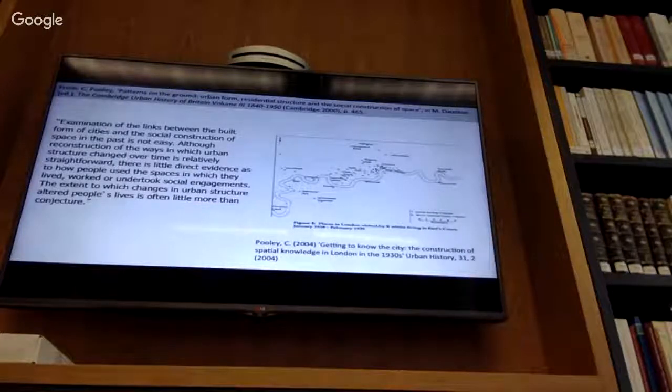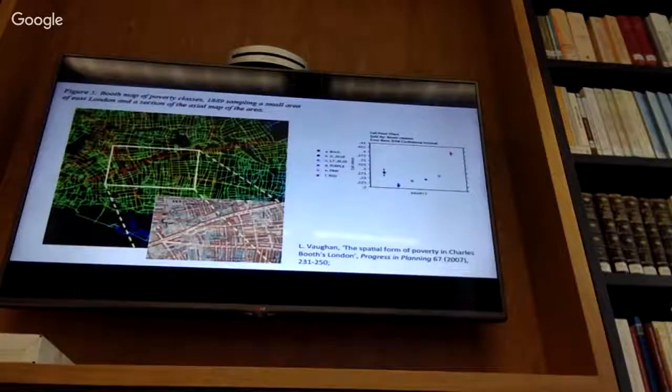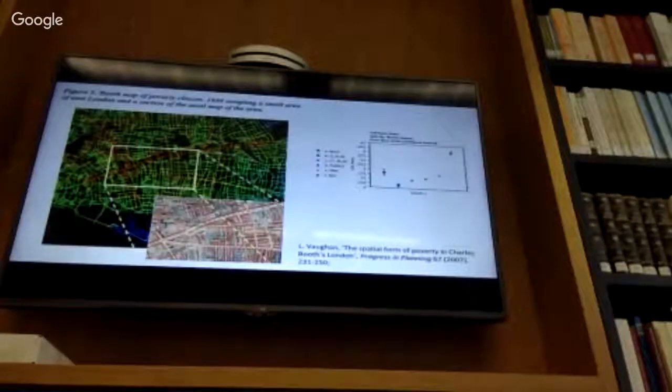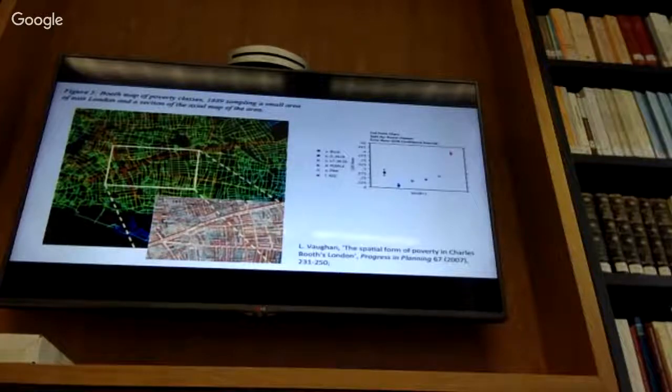Okay, so that's where we've got to in terms of our evolution of thinking about space. So now we're going to introduce you to where we get to in terms of space syntax. So the inset map is Booth's map, an extract from the original, and this is again Laura Vaughan's work on the Booth maps and trying to think about them in a spatial sense. And she's made a space syntax analysis of the Booth maps. And we'll explain the basic principles of that in a minute. But Sam, do you want to say something about what you've done with this slide?